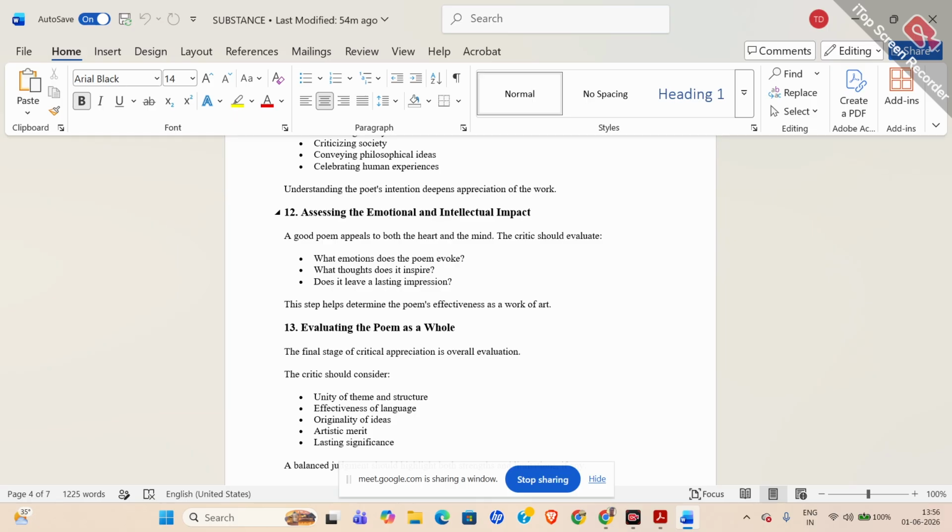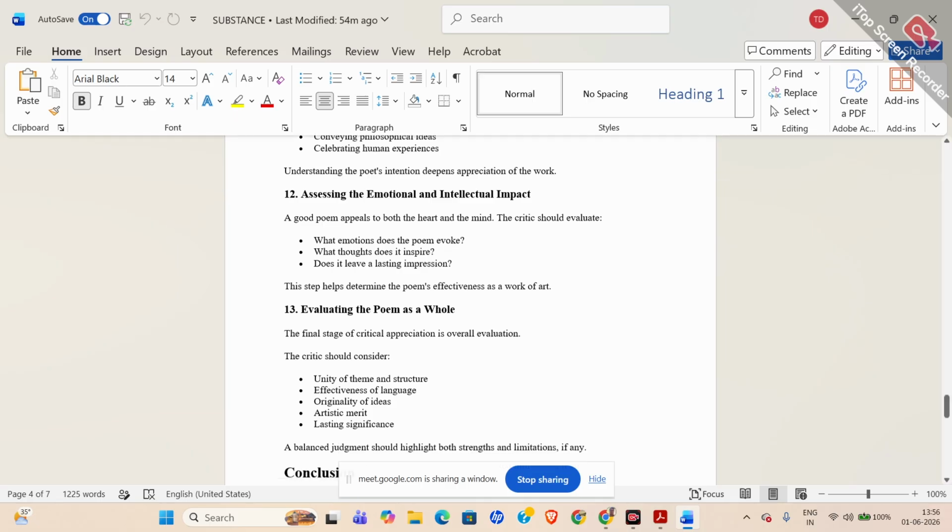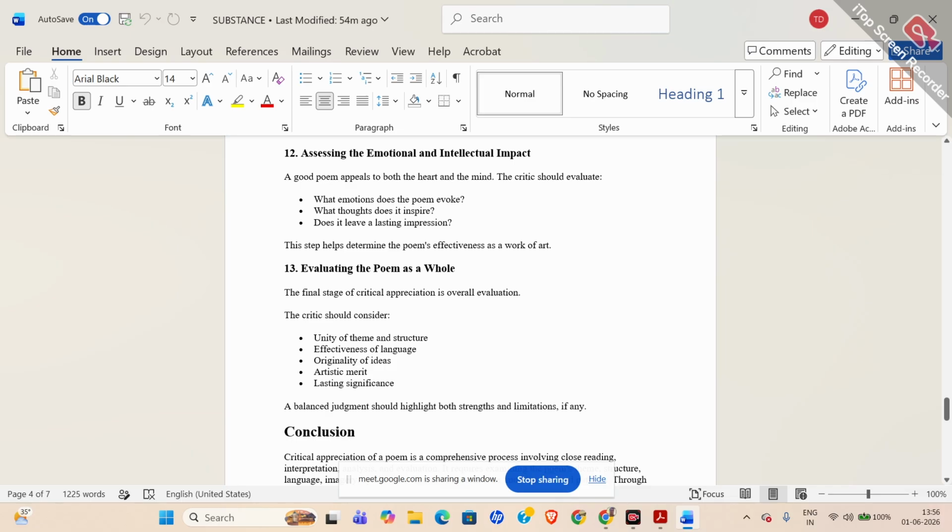Assessing the emotional and intellectual impact. A good poem appeals to both the heart and the mind. The critic should evaluate what emotions the poem evokes. পোয়েমটা পড়ে তোমার কি ইমোশন হলো, কি ফিলিং হলো, what thoughts does it inspire, does it leave a lasting impression, do you feel like reading it? So this step helps determine the poem's effectiveness as a work of art.